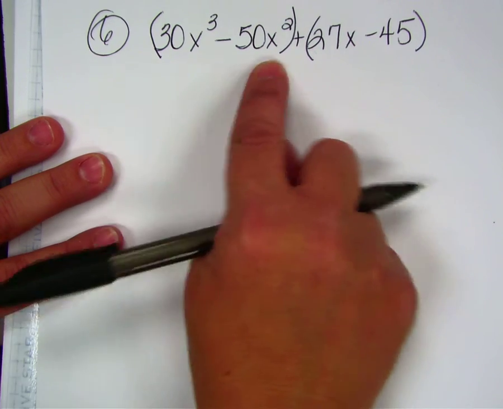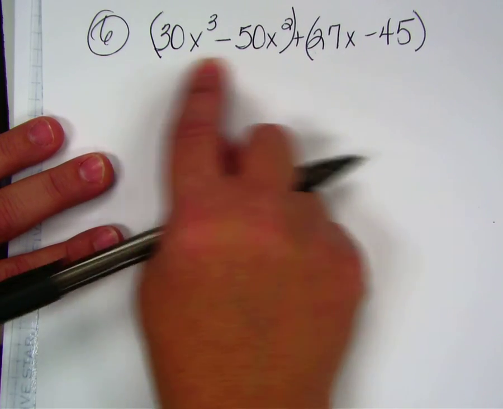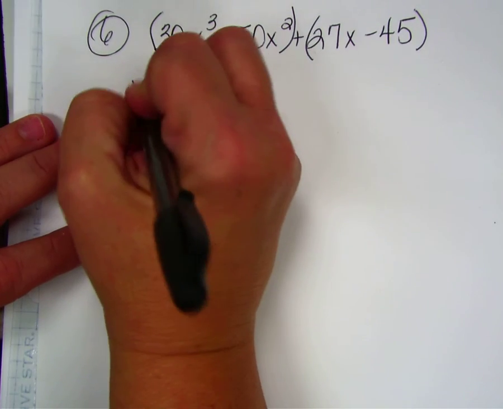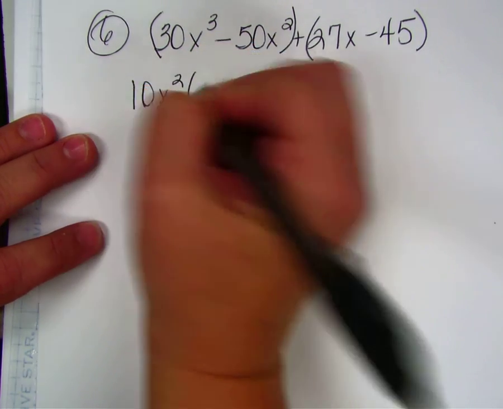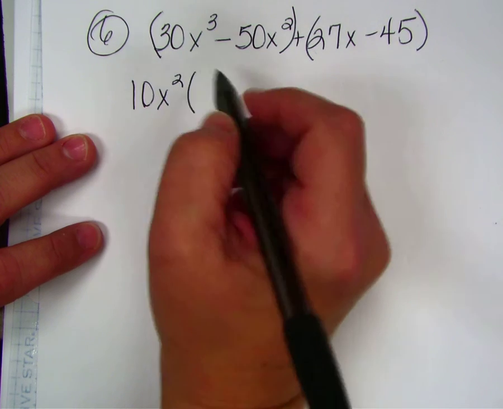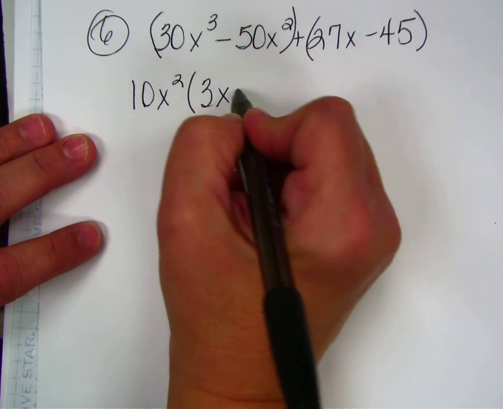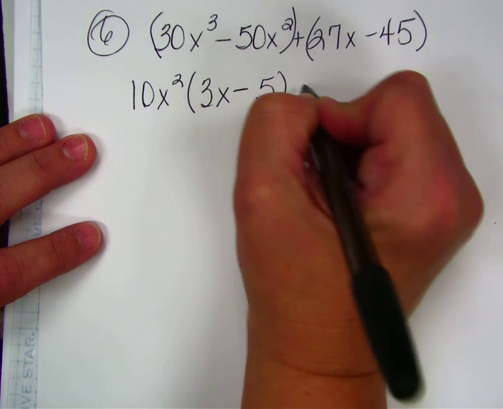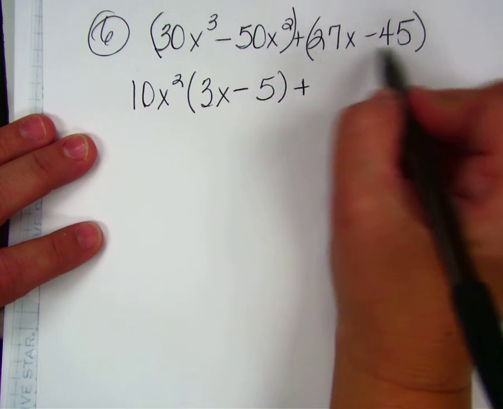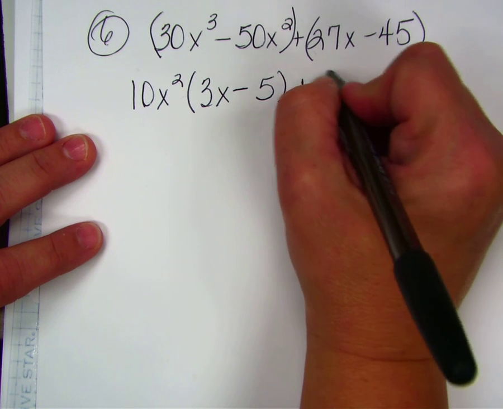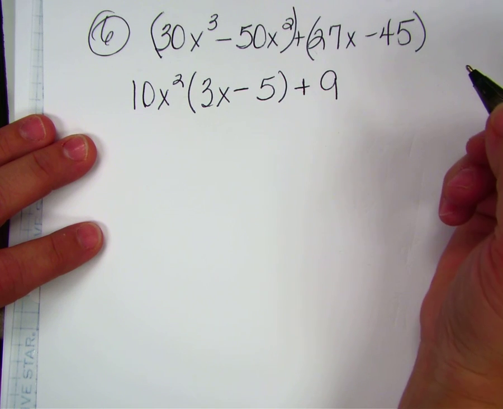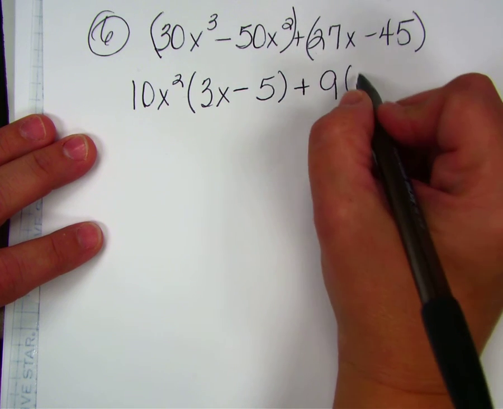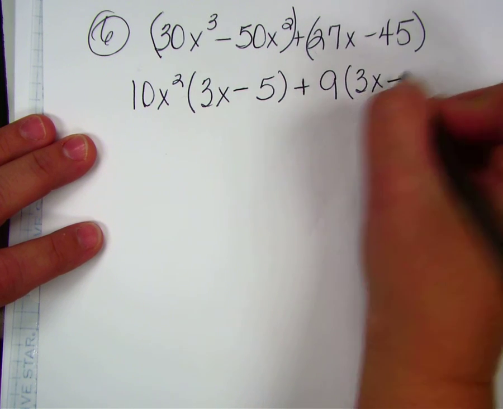So let's look at this set of terms. Is there anything that I can factor out of here? 10x squared. Perfect. That'll leave me a 3 and an x. And there's a minus sign there. And what'll that leave me here? 5. Just a 5. Okay, what can I factor out of here? A 9. Is that all? Yeah. Okay, what will that leave me here? A 3x and there's a minus sign and 5.